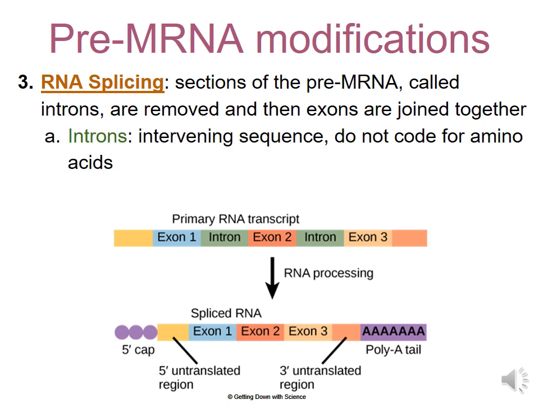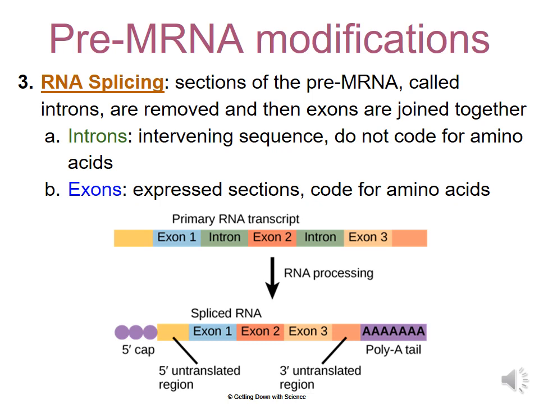So introns are little intervening sequences. They don't code for amino acids, at least in terms of the gene we're trying to express. Exons would be the expressed sections, the sections that we need to build our protein. So introns will stay in the nucleus, exons will exit the nucleus.